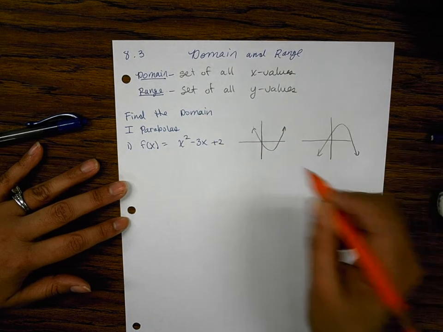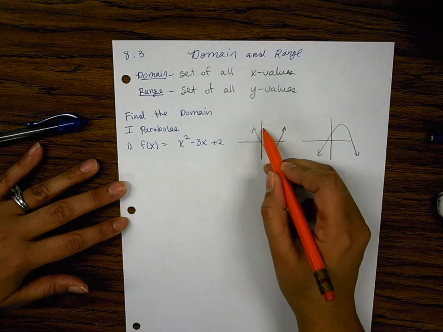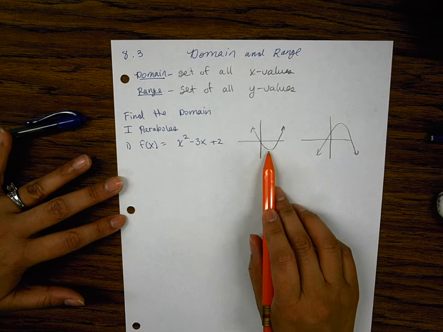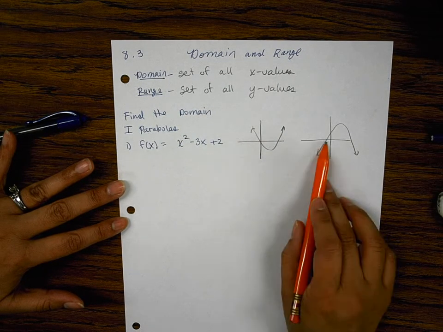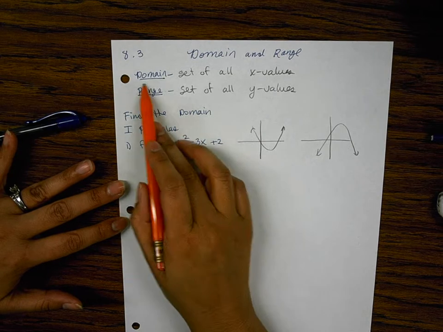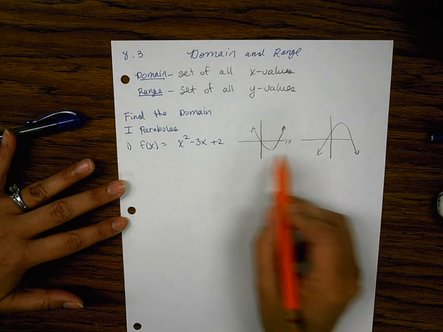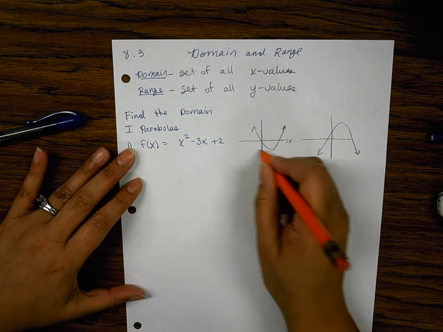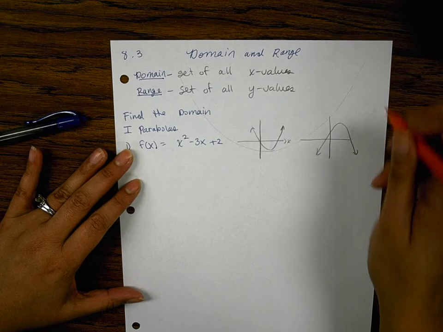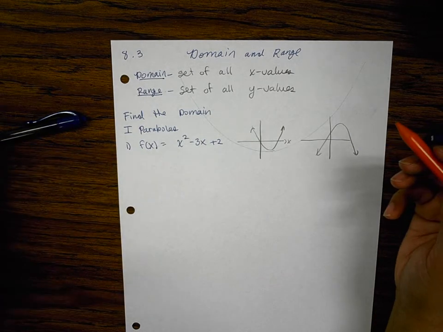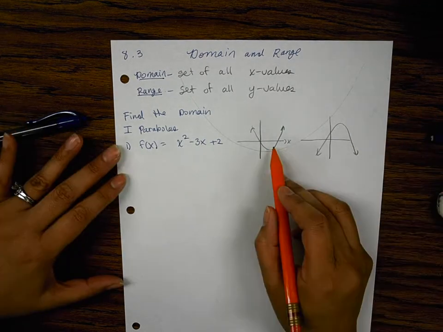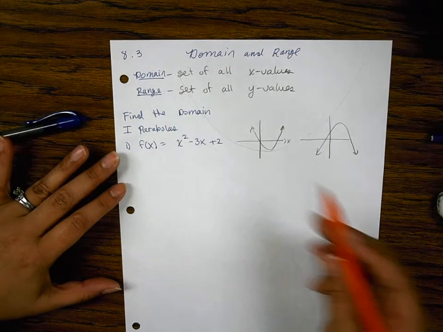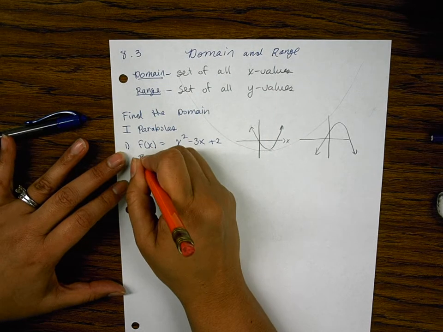But it doesn't matter if it was opening up, if it was opening down, if the vertex was at the origin or on the x-axis or even on the y-axis. It doesn't matter. For parabolas, the domain will always be all reals because it goes to the right forever, it goes to the left forever. And domain is the set of all x values, and the x-axis runs right and left.